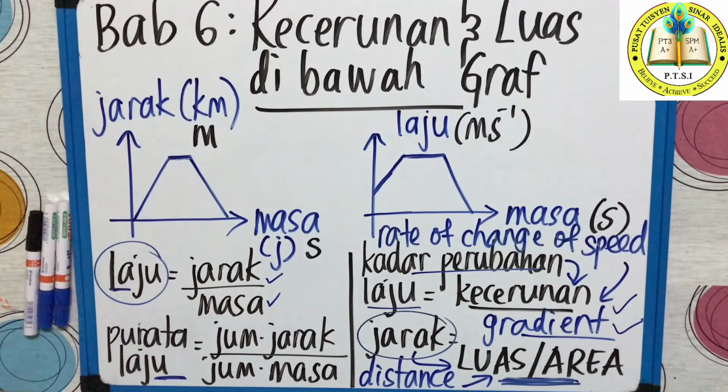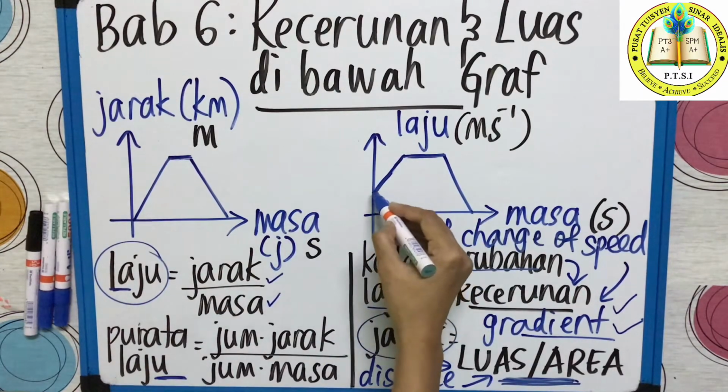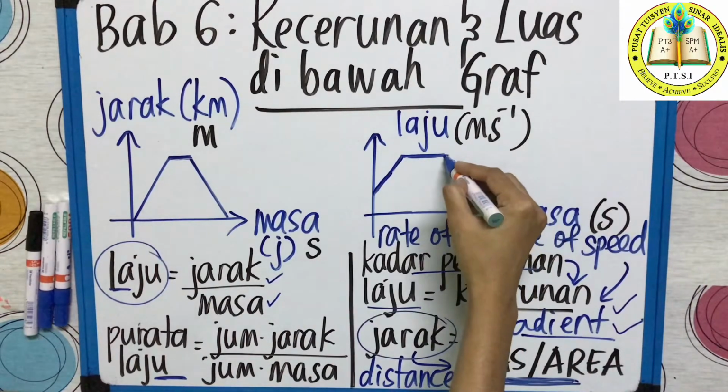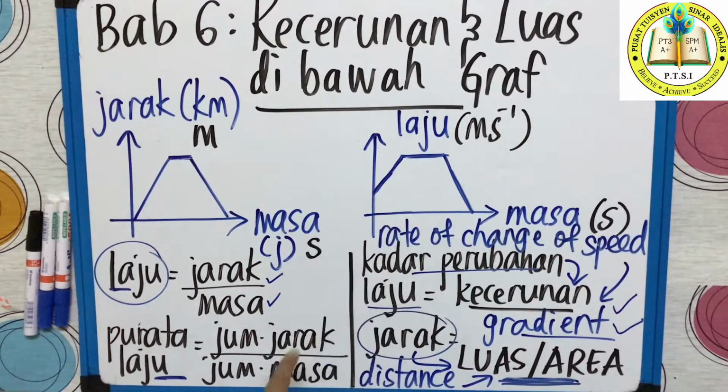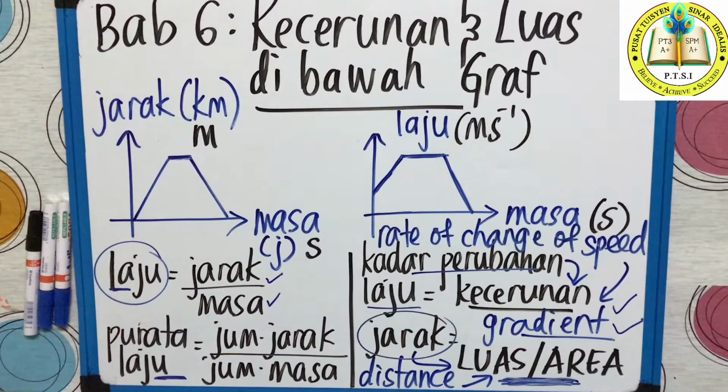You must do luas for that shape. Yang ni tak ada formula specific, nothing specific here. Very easy. Like contohnya, graf laju masa. This is your graph. If you see your graph, naik, then mendatar, kemudian turun. This is your shape. Kalau dalam soalan ini mereka tanya jarak, they ask you to find distance, you have to do area, luas. Which area must you do? This shape area. That's all.